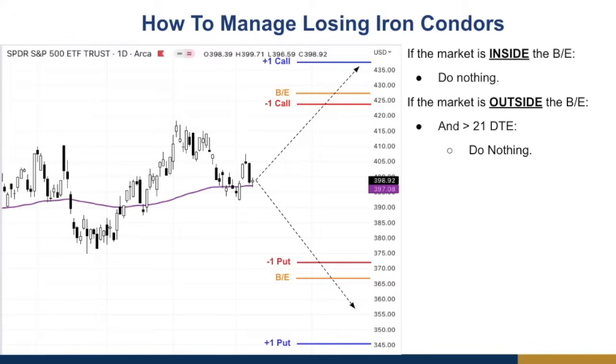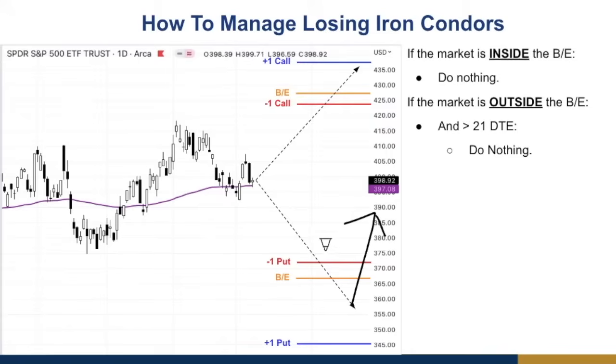All right, so what do you do if it's outside the break even at 21 days, right? When there's still more than 21 days to expiration. Basically, when there's more than 21 days to expiration, you pretty much just do nothing, right? Just let the trade work out, let theta decay work in your favor, and you never know, right? The market can always come back up. If you were to manage too early, then guess what? You have removed the chances of you being profitable because you didn't give enough time for the trade to work out.